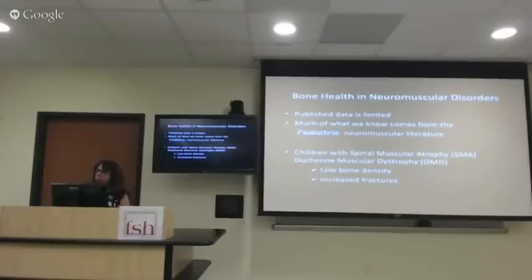So what do we know about bone health and other neuromuscular conditions? Well, the data is very limited, and what we do know comes from the pediatric neuromuscular literature, especially from children with conditions such as spinal muscular atrophy and Duchenne muscular dystrophy. These children have lower bone density and increased fractures compared to their able-bodied peers.